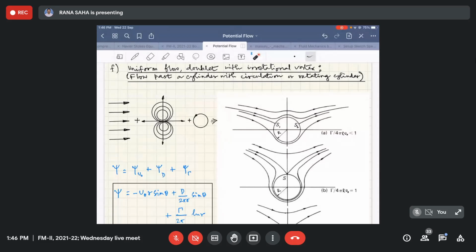So we are having basically this addition. We know it is basically flow past a cylinder, and this addition actually means that the cylinder is rotating. It is not a cylinder which remains static, rather as if you are having a rotating cylinder about its own axis.